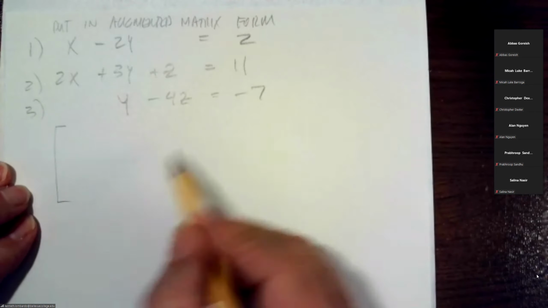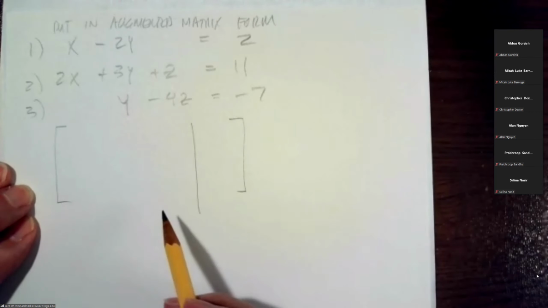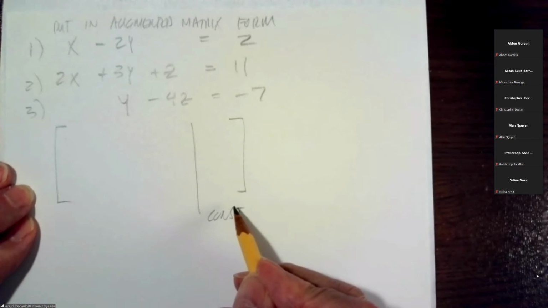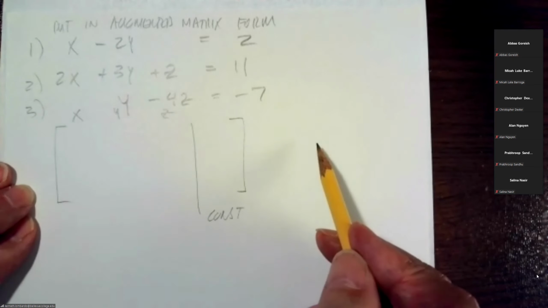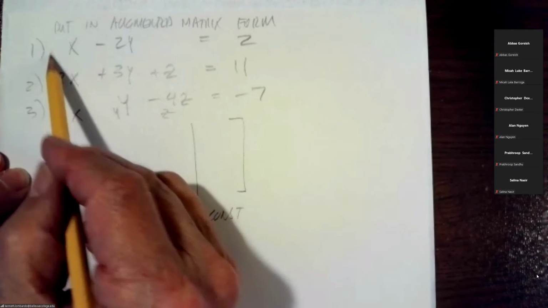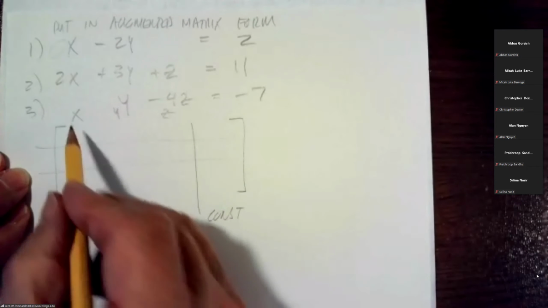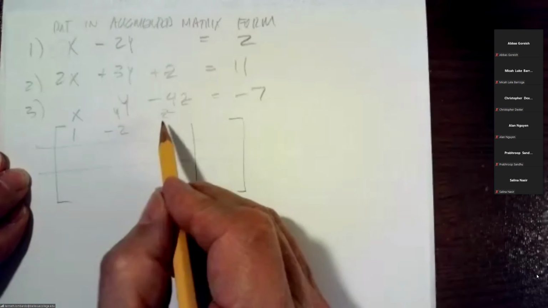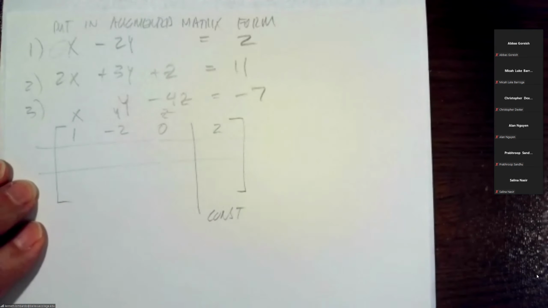And what did augmented matrix form look like? We had to draw our brackets, put our divider between the constants and the variables. And the 3 variables are x, y, and z. And what were the leading coefficients here? What is it for the first equation? 1, 1, very good. Negative 2, negative 2, and 0 for z, and 2. Very good.